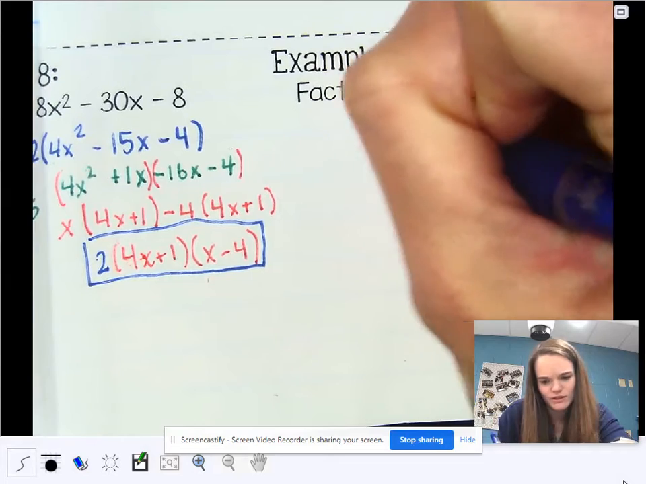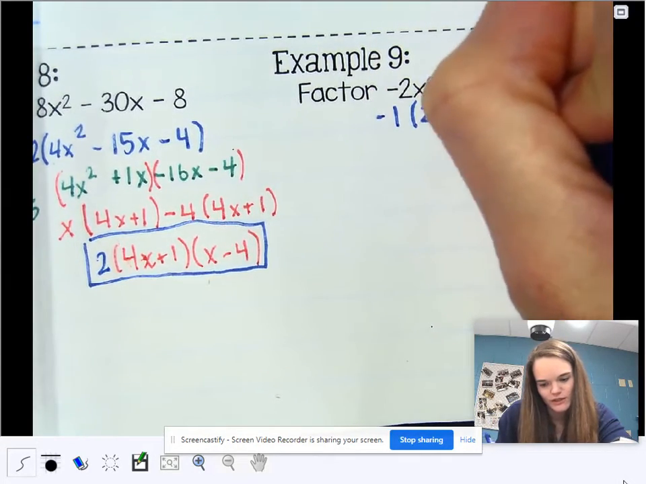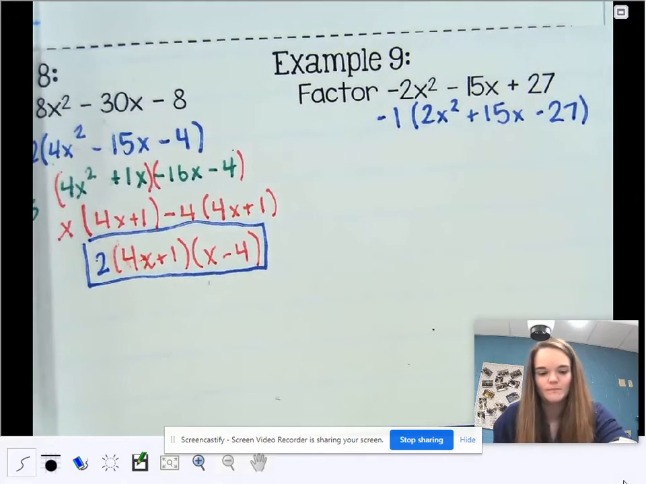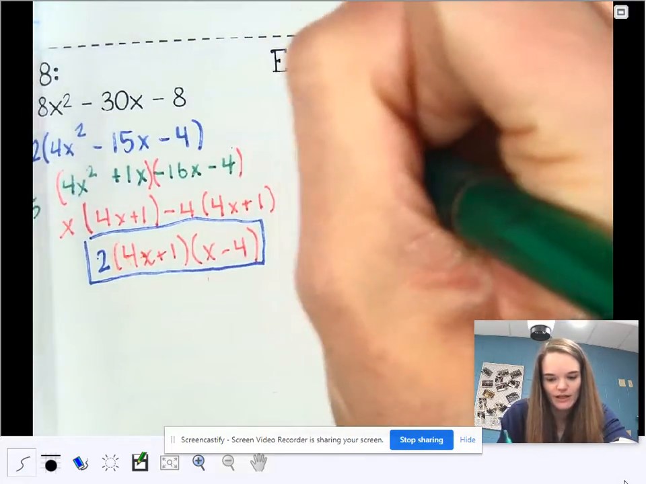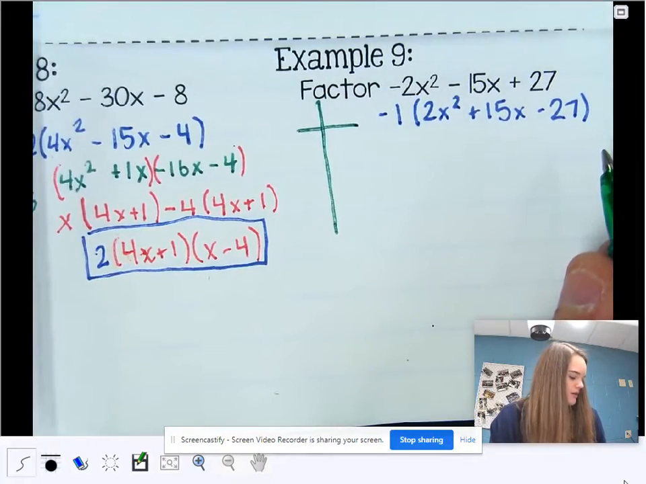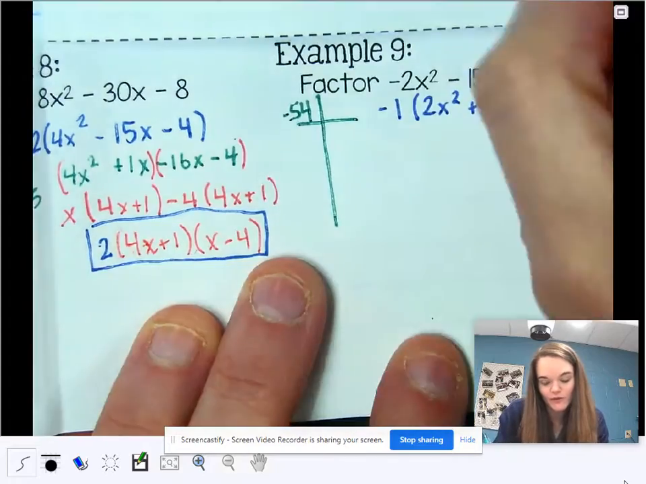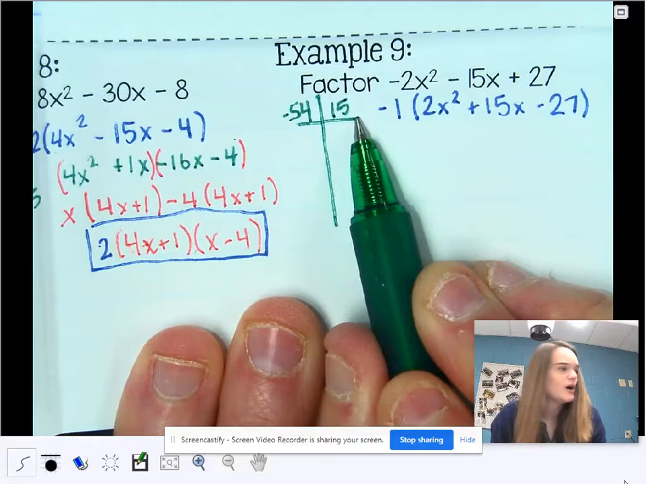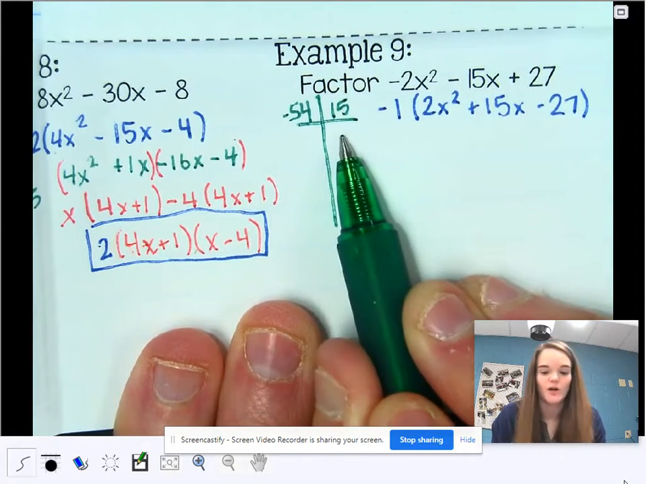So negative 1. Now I've got 2x squared plus 15x minus 27. So all I'm going to do is take out a negative 1. Okay. Then I've got to do how I did the other day, yesterday, where I've got 2 times 27, negative 54. And I'm looking for factors of 15. Since this is negative and this is positive, the larger number is going to be positive because this is positive.